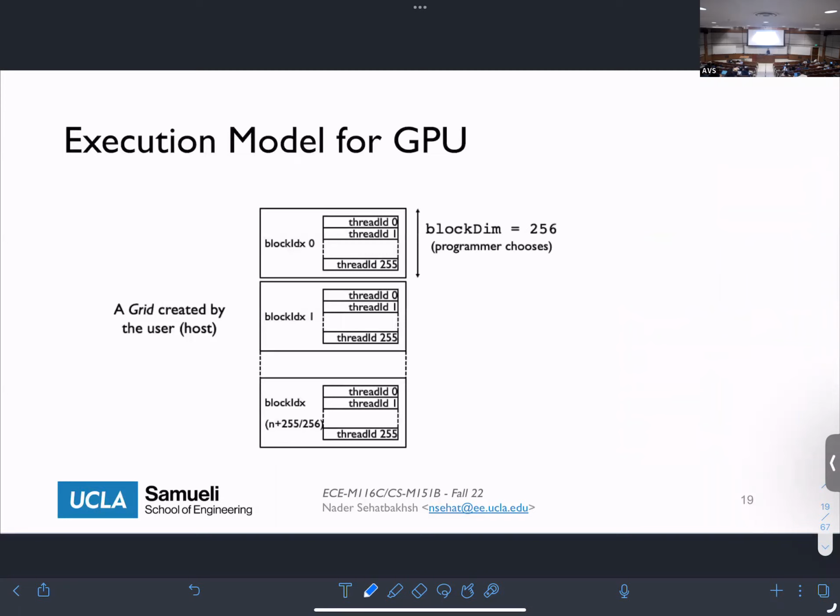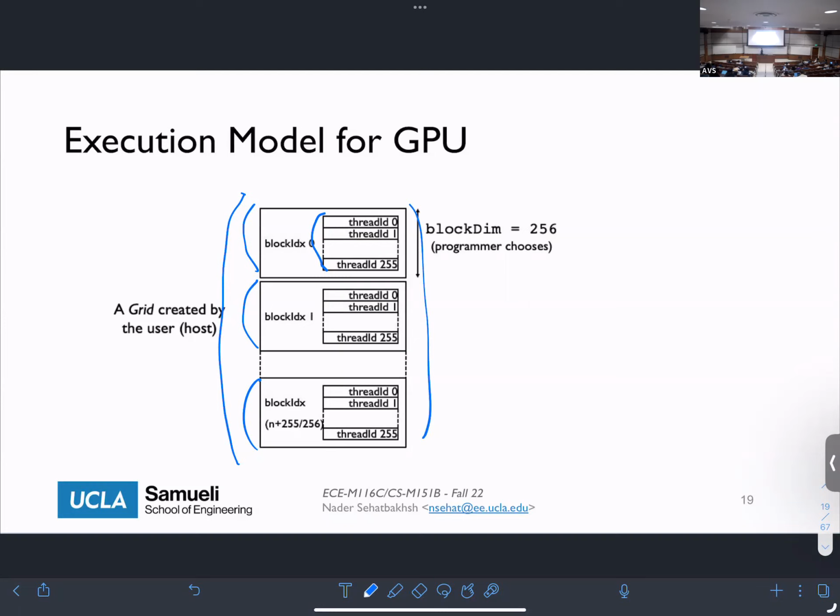To give you the programmer-level or execution model, this whole thing is called a grid. Within the grid, we're going to have blocks. Each block is going to have a number. And within each block, we're going to have threads. For example, if our block dimension is 256, it means that there are going to be 256 threads within this block. The number of blocks depends on the size of the inputs and so on. So how do we pick these numbers?